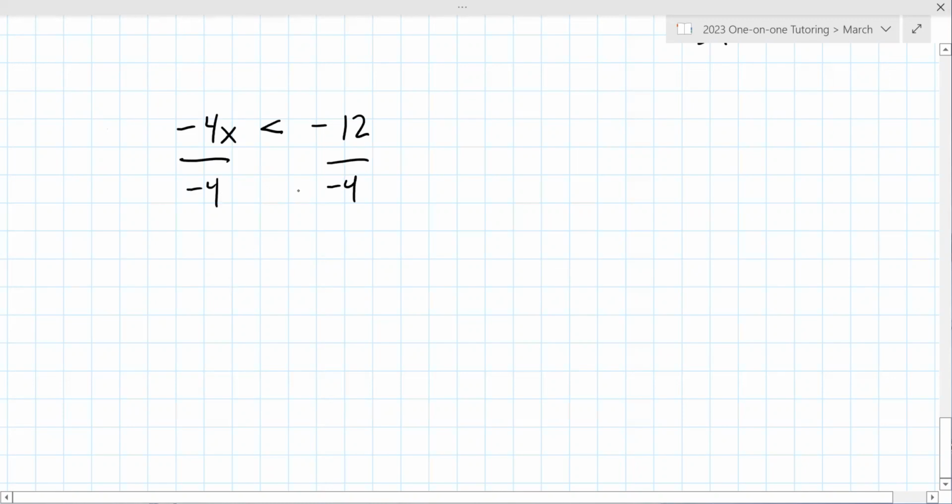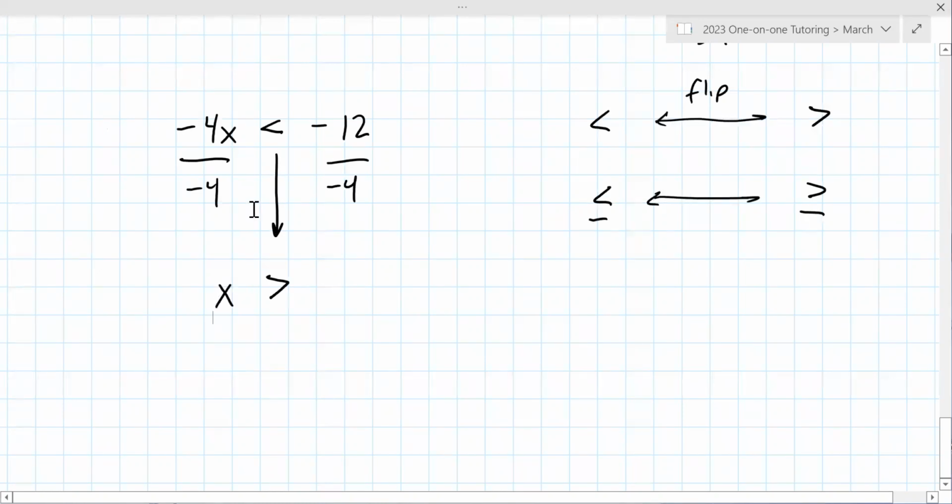All right. Now, whenever you divide by a negative or multiply by a negative, this thing flips. When I say flip, it means that the symbols go the other way. So on the left here, it's x. What is -12 divided by -4? 3. Yes. So 3 is the number here on the number line.